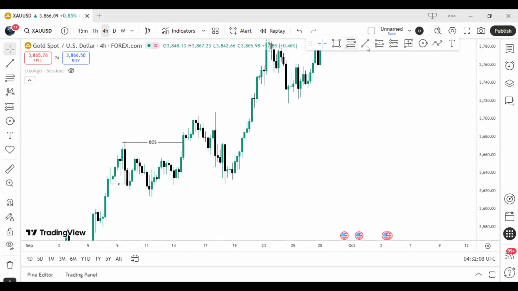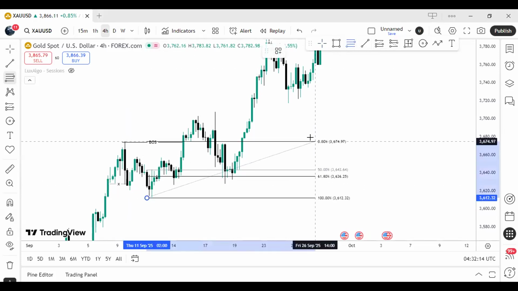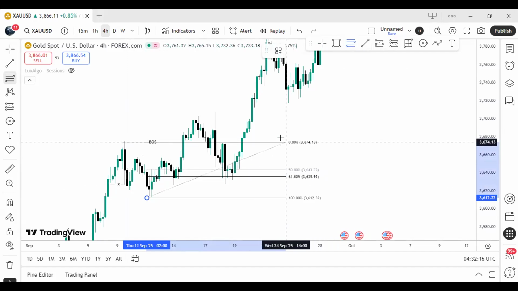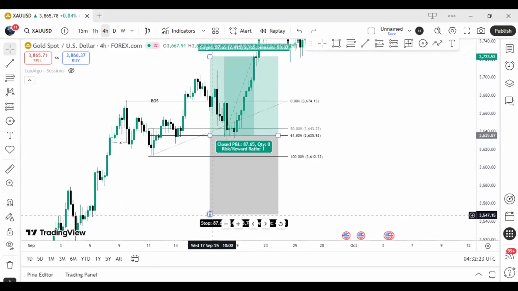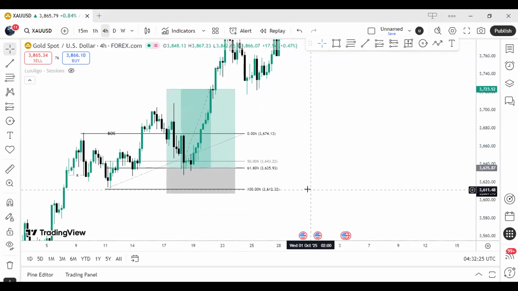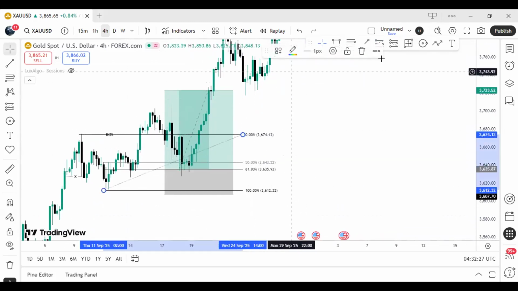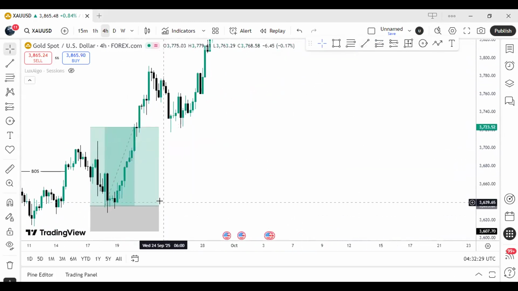And then this was our 61.8 retracement level. Price already retraced to the 61.8 retracement level. And then this trade happened, I think, last week. Yeah, it was last week. And then boom, right? And that was how it went.